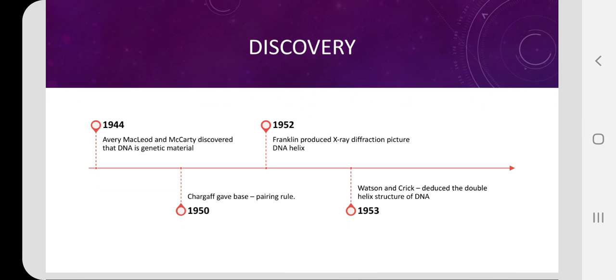DNA was discovered by Avery, McCarty and MacLeod, who showed that DNA is the genetic material in 1944, followed by Franklin, who produced an X-ray diffraction picture to show that DNA has a helical structure. In 1950 Chargaff gave the base pairing rule, and in 1953 Watson and Crick together deduced the double helix structure of DNA.